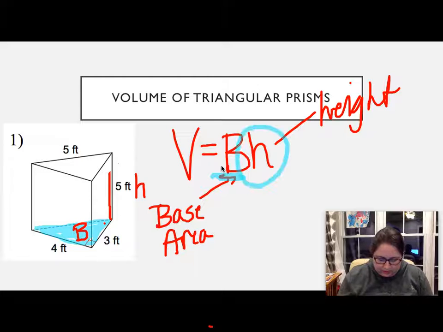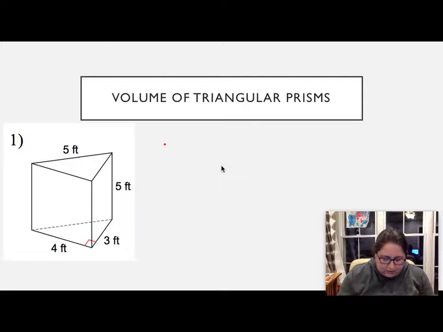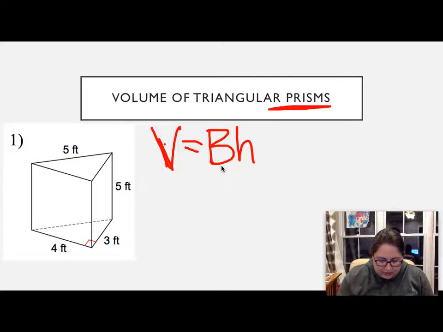That's not working. Is it? Okay, there it is, great. So we're going to go ahead and do this problem together. As soon as we recognize that it's a triangular prism, because it has two bases that are opposite of each other, we can use the formula volume is equal to the base area times the height. So what we need to do then is find the base area.